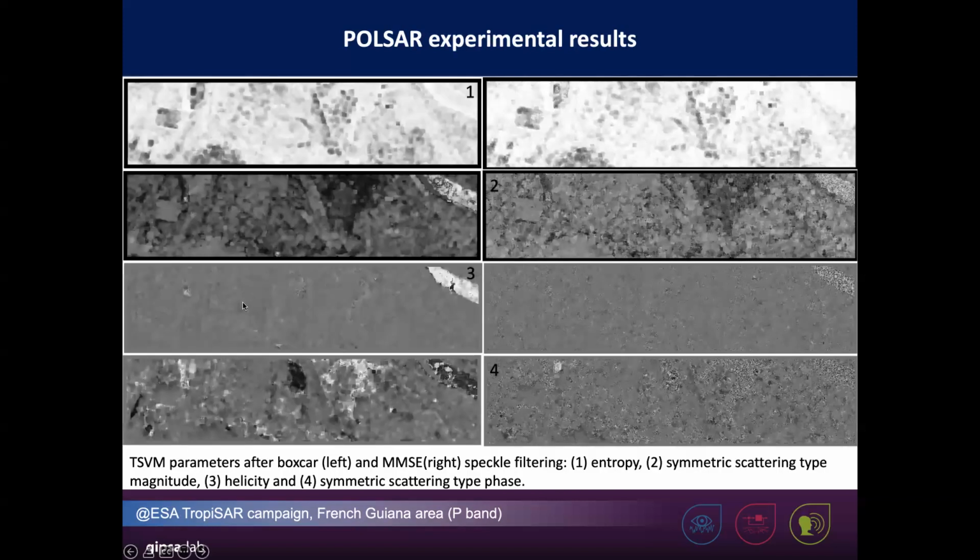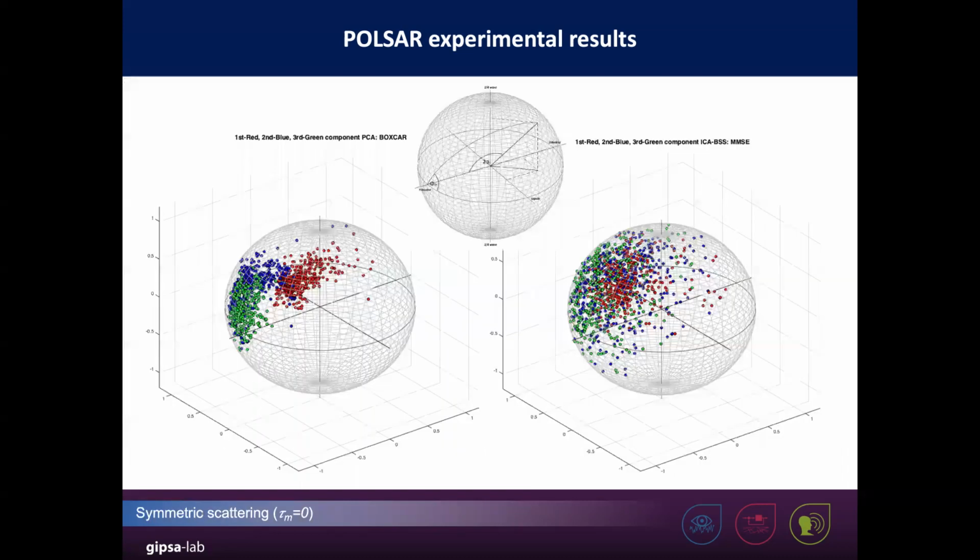And this is confirmed if we take a look at the 2Z parameters, which are computed using these filters. Also it can be observed that if we plot these parameters on the Poincare spheres, we have to the left the one which corresponds to the boxcar, and to the right the one which corresponds to the MMSE. We can notice that when you use a spatially adapted filter, we perform less filtering and the variance of the data is increasing.